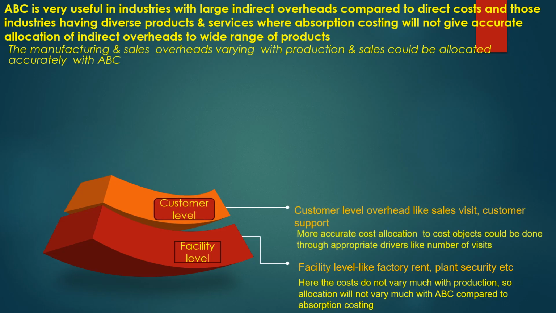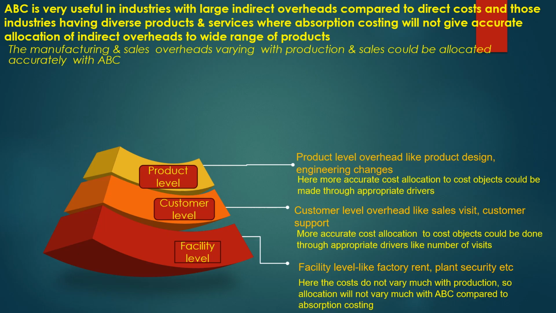Customer level overheads like sales visits, customer support. More accurate cost allocation to cost objects could be done through appropriate drivers like number of visits. Product level overheads like product design, engineering changes. Here more accurate cost allocation to cost objects could be made through appropriate drivers.